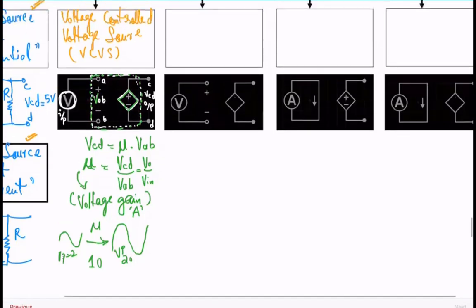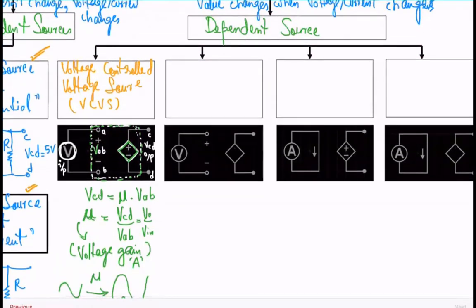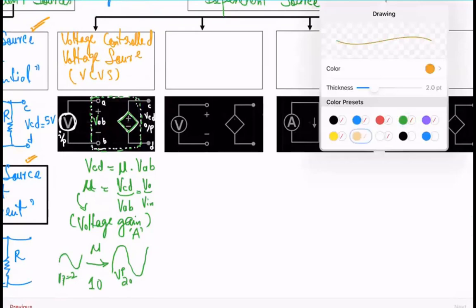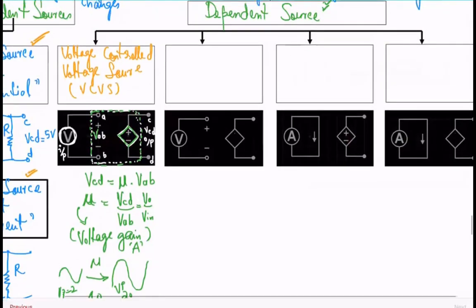Remember these independent sources right here, they don't necessarily exist in the real world. We make circuits such that they take the input signal from the power supply and amplify it using some factor. In this case, it's going to be the mu, which is the voltage gain, correct? Okay, let's move on to the second type of the dependent source.